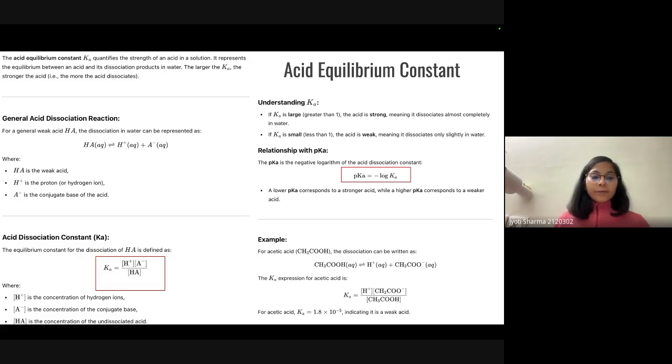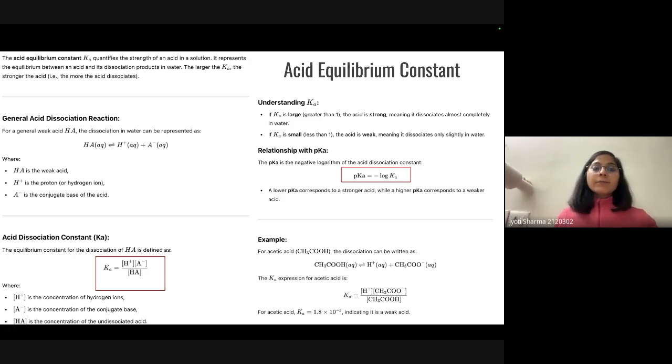Then here we can see if we have any acid that is HA, and that HA is dissociating into H plus and A minus. H plus is the proton. If we multiply the concentration of H plus and A minus, and divide it by HA, the initial acid, that will give you the equilibrium constant for the dissociation of HA. So this is the equilibrium constant for acid.